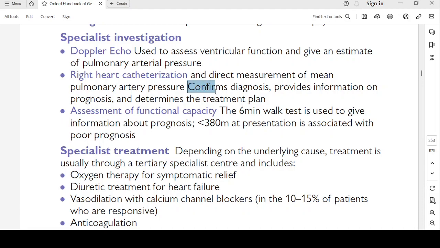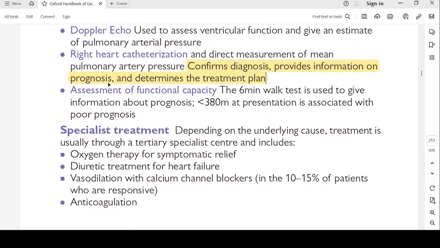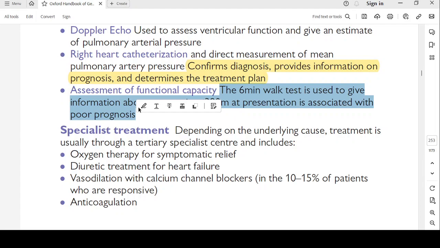See, for confirmation of diagnosis and providing prognosis, we don't need to do a heart catheterization. However, since it determines the treatment plan, we have to do a right heart catheterization. Assessment of functional capacity: the 6-minute walk test is used to give information about the prognosis. If the patient is able to walk only less than 380 meters at presentation, it is associated with poor prognosis.